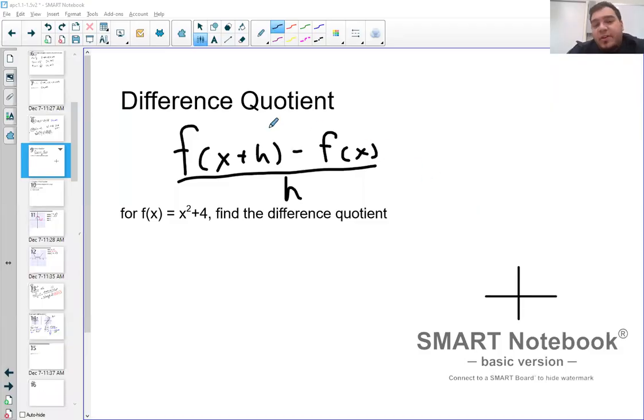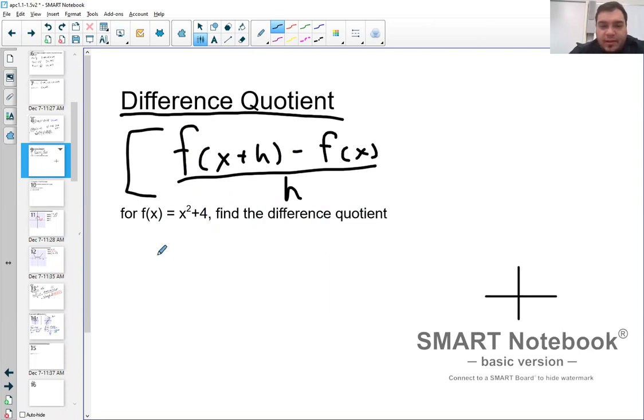Our next one we're going to talk about, which I'm sure people forgot about, is difference quotient. Now, this is the equation for difference quotient. You do not need to remember this equation. It will be given to you on the test. So for this one, we're going to use f of x is x squared plus 4. Let's find what it is with the difference quotient and simplify.